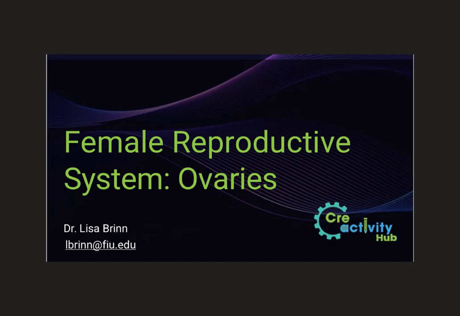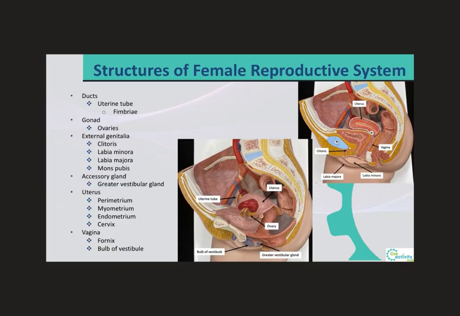So let's get started. The main structures of the female reproductive system are listed here. The female oocytes form in the ovaries, and these are going to be your gonads. They then leave the ovaries and are captured by these finger-like projections known as fimbriae as they make their way into the uterine tubes, which can also be called fallopian tubes, where they will travel all the way to the uterus. In the uterine tubes is where fertilization usually occurs, meaning that this oocyte might meet a sperm and be fertilized by it to produce an offspring.